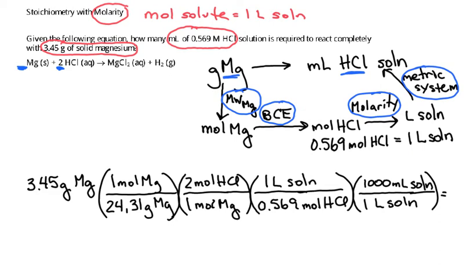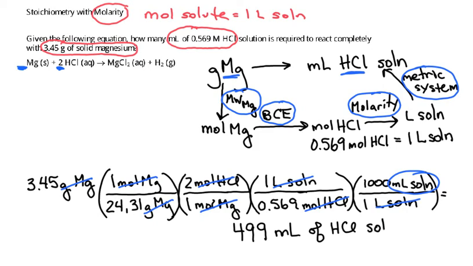Everything cancels like it should: grams of magnesium, moles of magnesium, moles of HCl, liters of solution. We're left with our answer in milliliters. So the math comes out that we need a lot: 499 milliliters of HCl solution in order to fully react with 3.45 grams of solid magnesium.